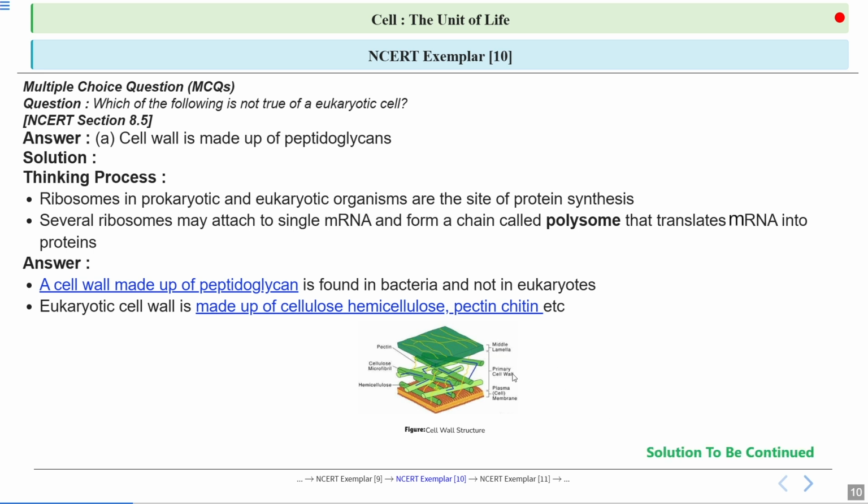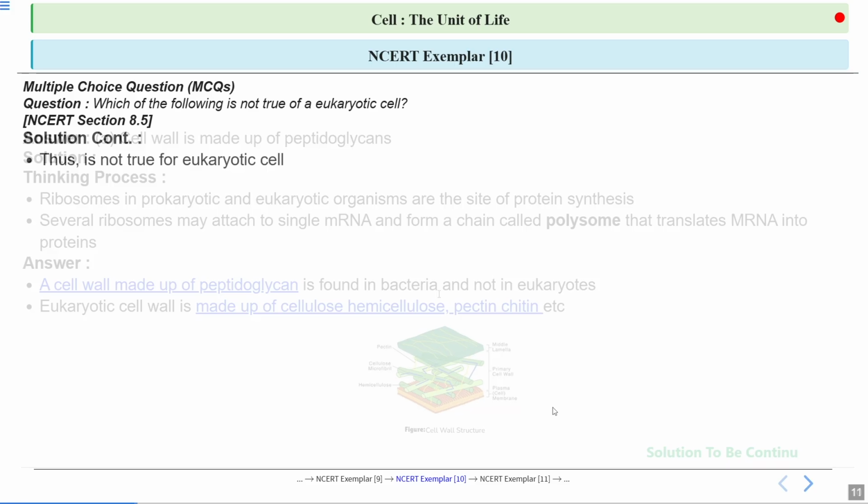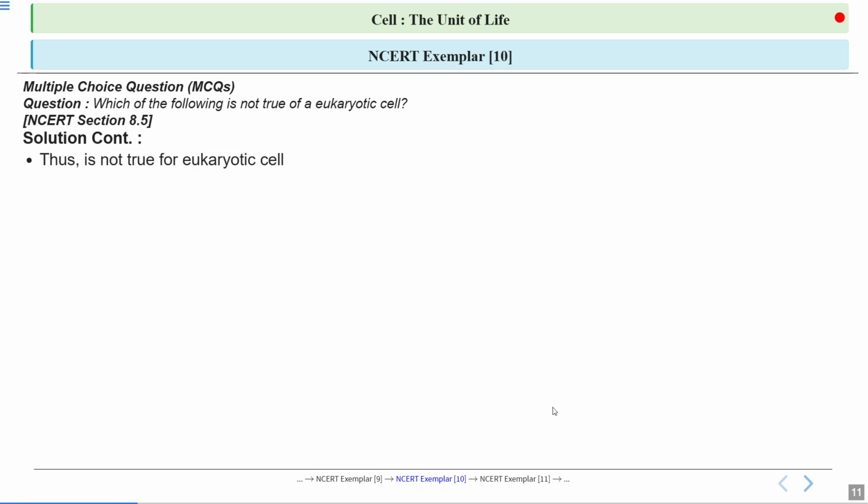It has the middle lamella, primary cell wall and plasma membrane, right? So this is the middle portion. Again, from the other side there will be the primary cell wall and then the plasma membrane of another cell, right? So this is the continuation. The statement is not true for the eukaryotic cell. Yes, peptidoglycan is found in the prokaryote, not in eukaryote.